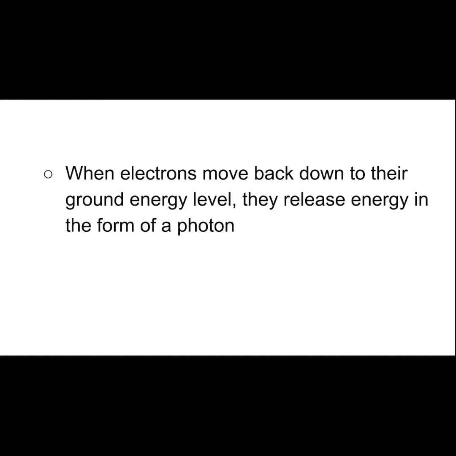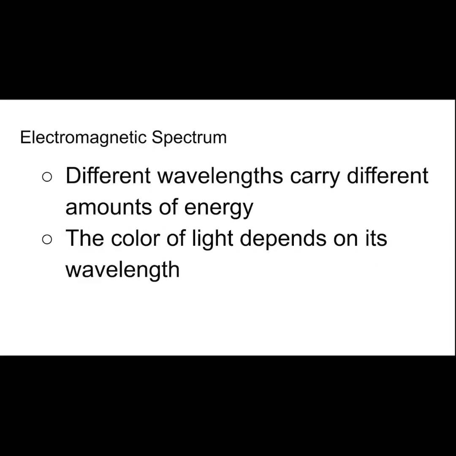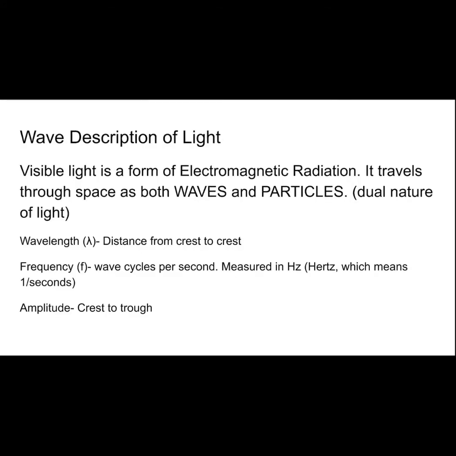When electrons move back down to their ground energy level and they lose that energy, they release the energy in the form of a photon. So that's what we can actually see is the light and the color of the light. A photon is a tiny particle of light, and we measure that in wavelengths. Different wavelengths carry different amounts of energy. The color of the light depends on its wavelength.